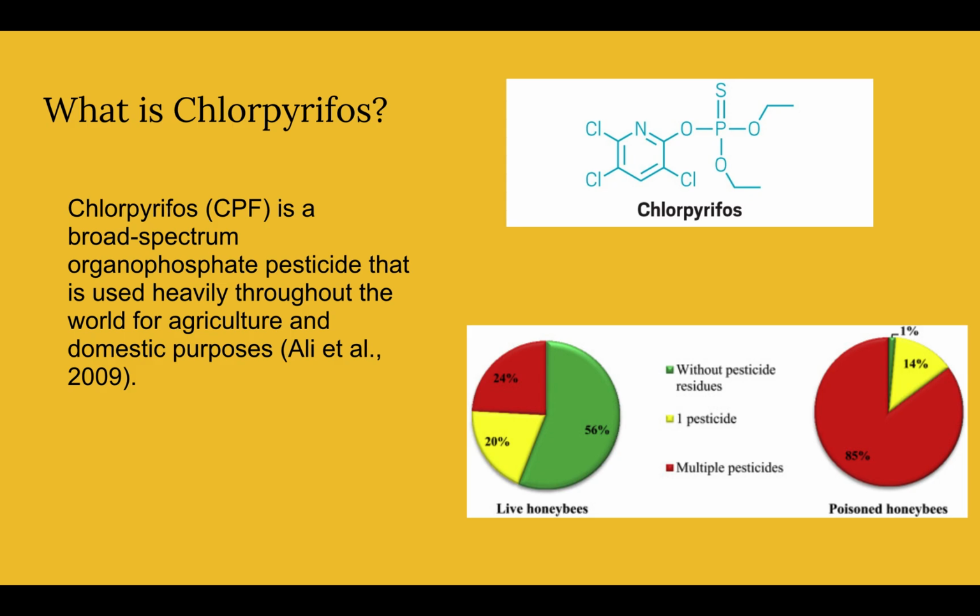It was found that in 98% of poisoned honeybees, 57 pesticides and metabolites were detected, a main villain being chlorpyrifos. In total, 84 different pesticides were detected in both live and poisoned honeybees.